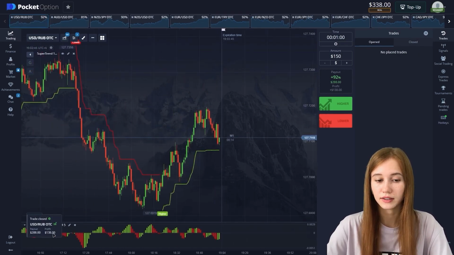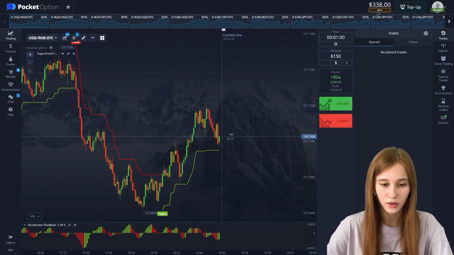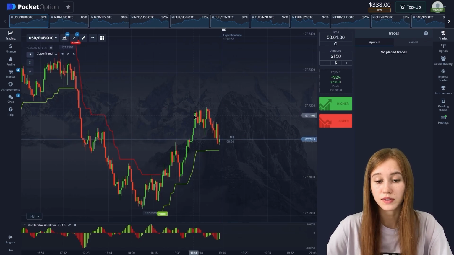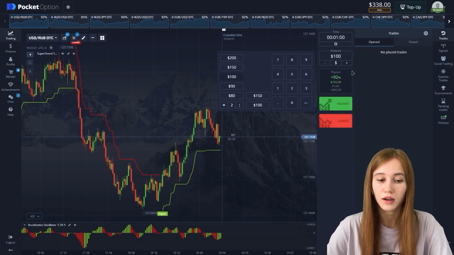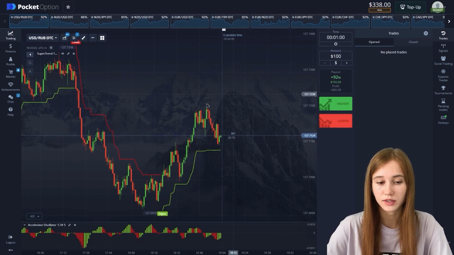Good. Last deal, profit $138. So $338 on my balance. Let's reduce the amount of the deal to $100 for now, as the balance is not very large. Let's move on to the next currency pair.